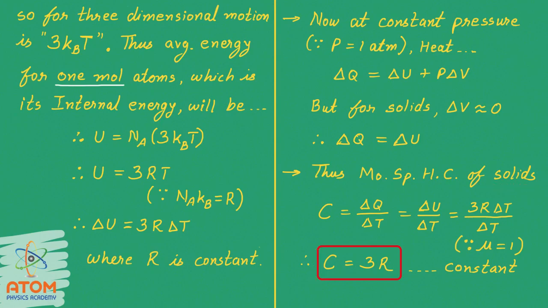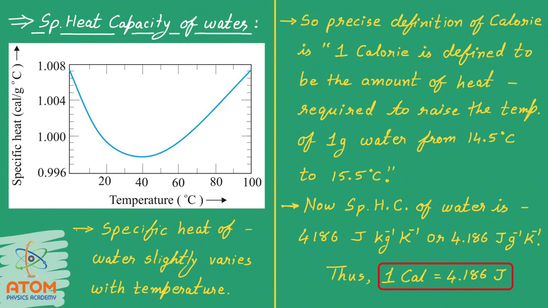So for solids, the molar specific heat capacity is 3R and R is constant. That's why 3R is also constant, and that's why in the previous table we have seen that the molar specific heat capacity of all the substances except carbon was constant, and that was all equal to 3R, right? Now let us see the specific heat capacity of water.